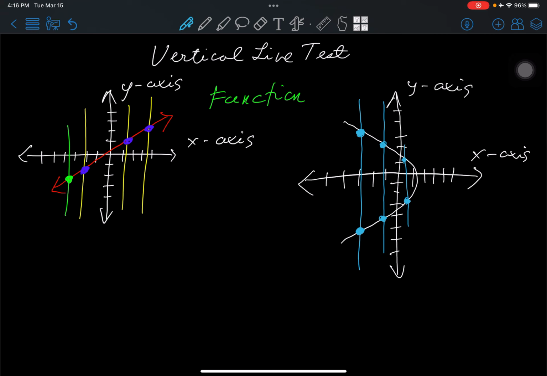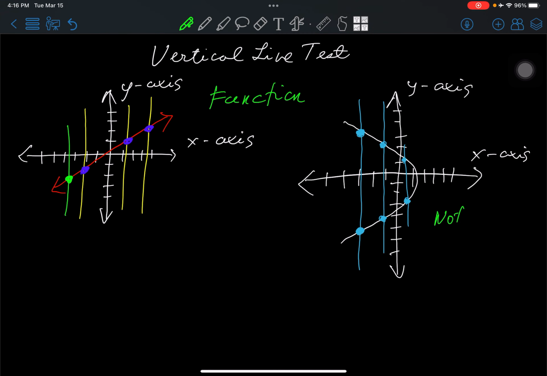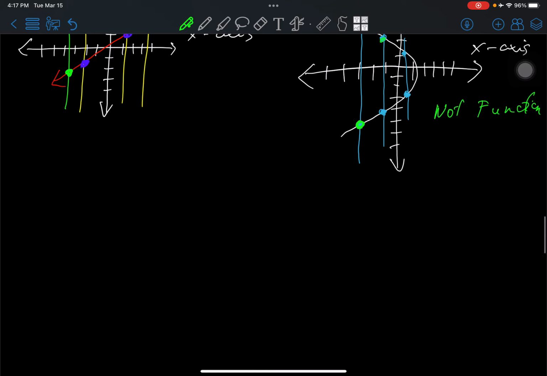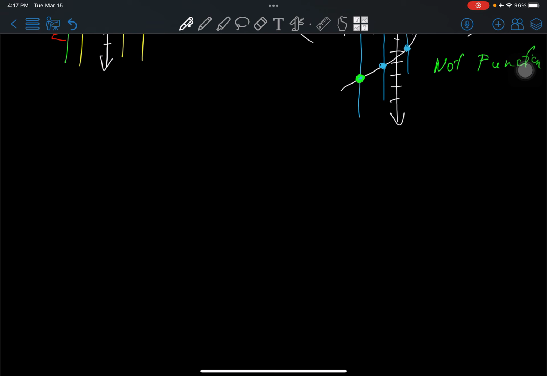Therefore, this is not a function. So here, I will indicate it: this is not a function, because it crosses 2 points from our illustration. Okay, let's have one more. Let's say here we have this drawing again.